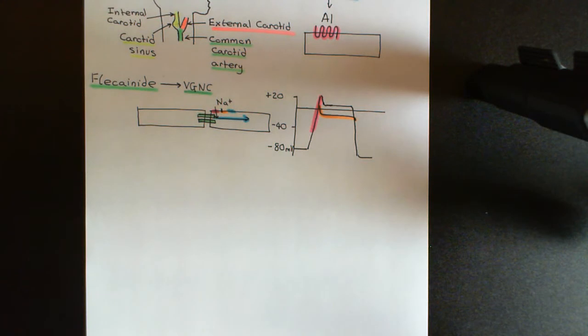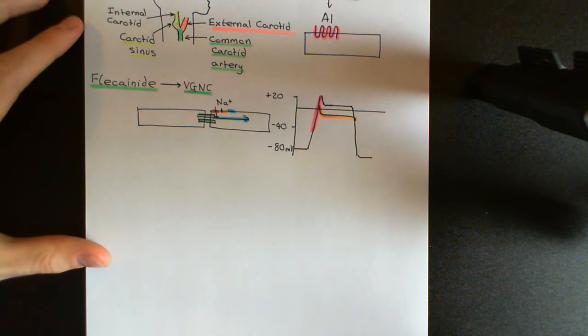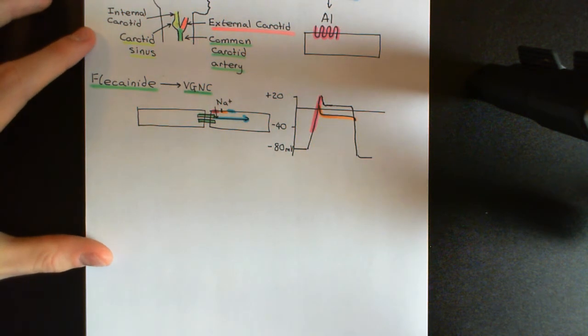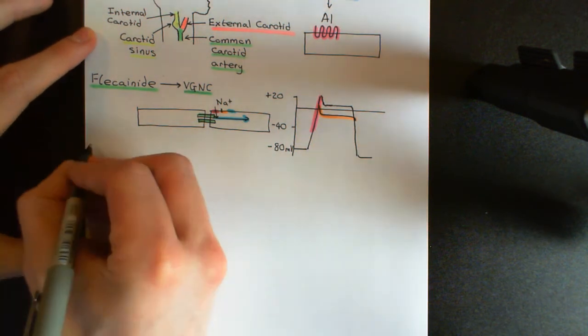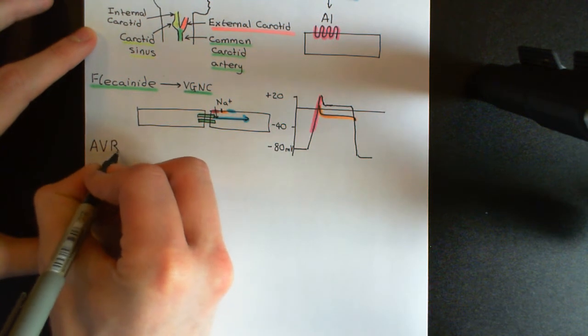Welcome back to this next video in which we are discussing cardiac arrhythmias. In this next video what we're going to talk about is atrioventricular re-entrant tachycardia. We've just talked about atrioventricular nodal re-entrant tachycardia, AVNRT. Now what we're going to talk about is atrioventricular re-entrant tachycardia.